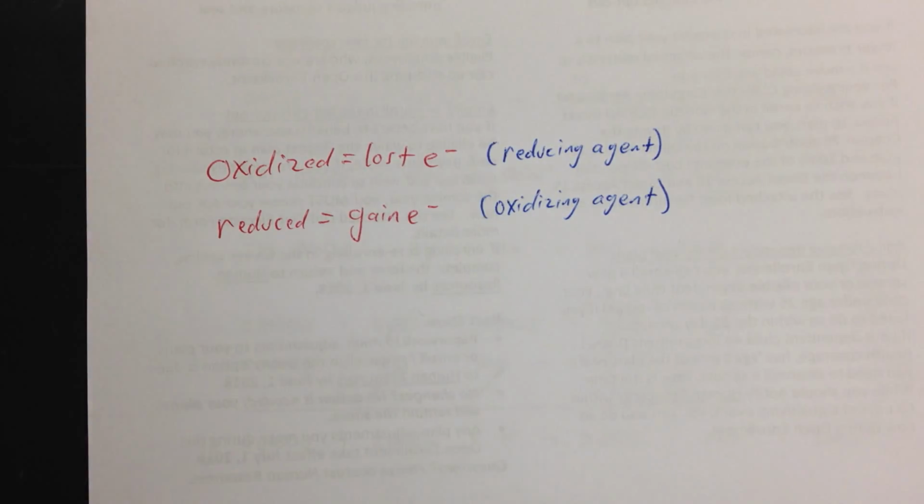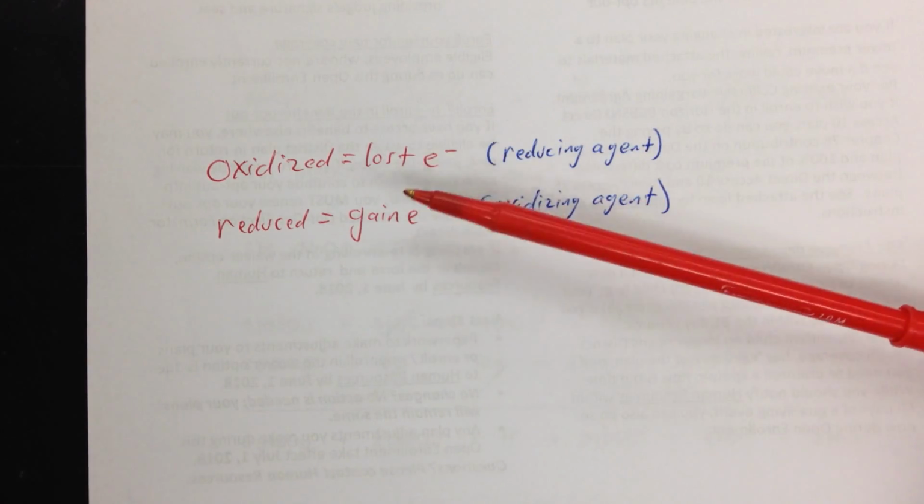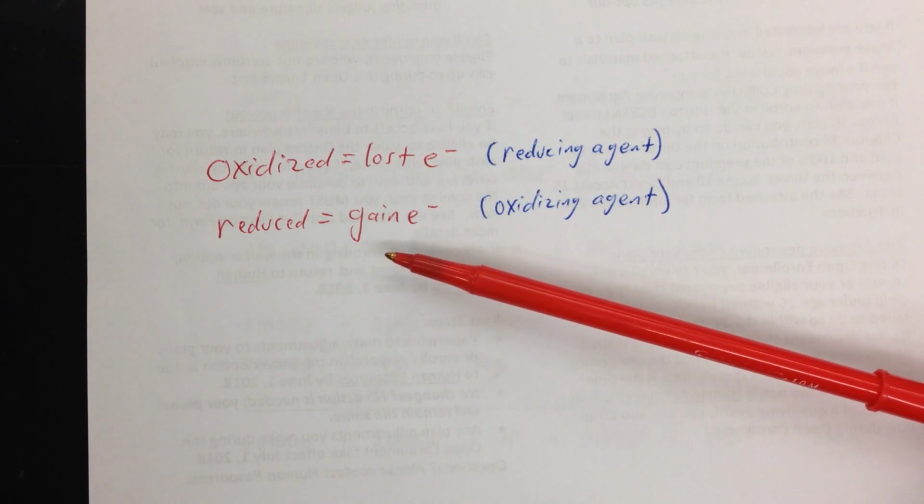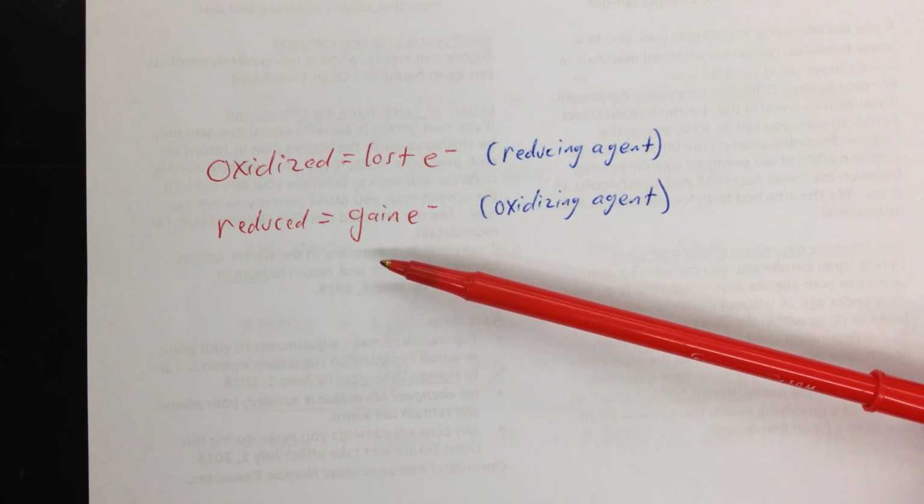All right, folks, the last part of redox would be to identify the material oxidized and reduced, and to identify both the reducing and oxidizing agent. So remember, oxidation is the process that involves the loss of electrons, whereas reduction is the process that involves the gaining of electrons. That which is oxidized causes reduction, and that which is reduced causes oxidation.